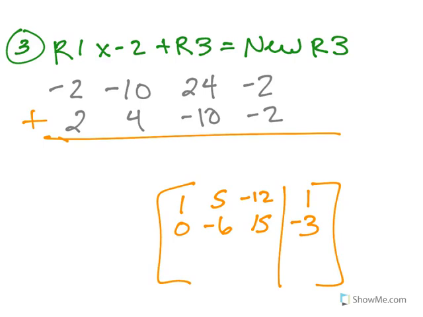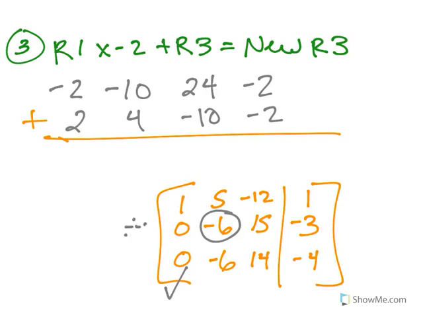So negative 2 plus 2 is 0. Negative 10 plus 4 is a negative 6. 24 plus negative 10 is 14. And negative 2 minus 2 is negative 4. Great. We have successfully completed our first column. Next, we move on to column 2, and our first step is to get a 1 in that middle piece.